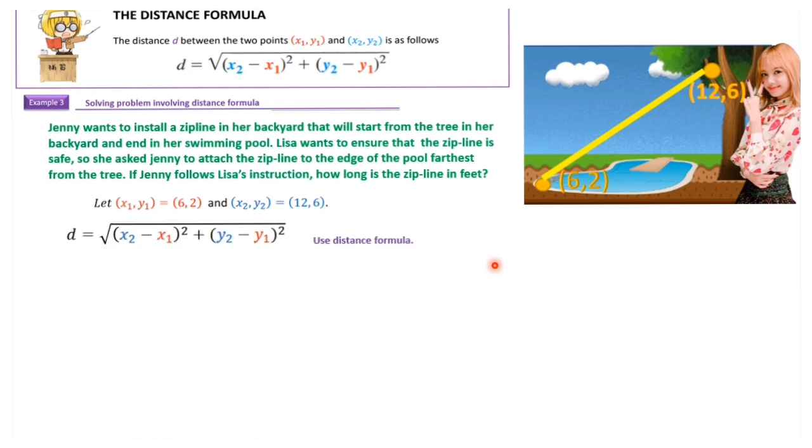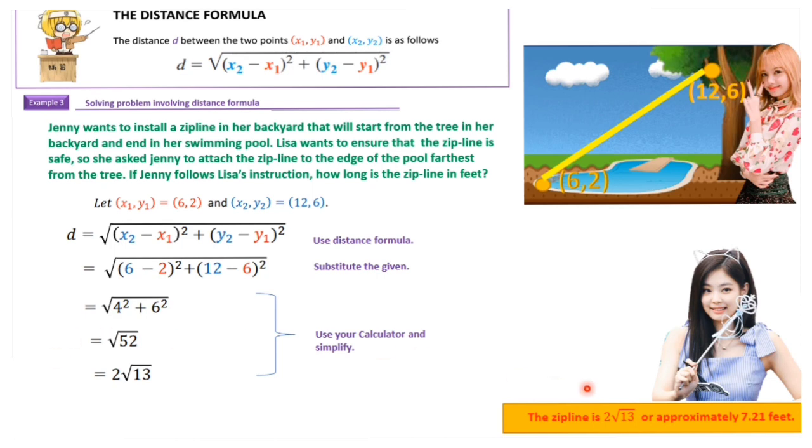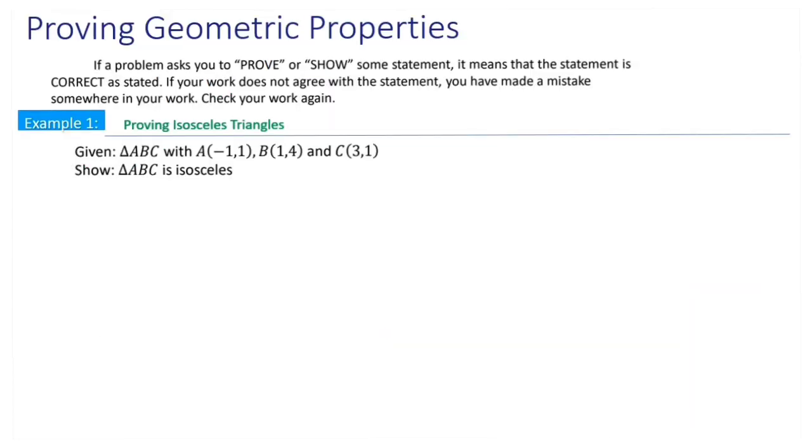But anyway, if you use the distance formula, you're going to get what? 6 minus 2, 12 minus 6. 6 minus 2 is going to be 4 raised to 2. 12 minus 6, so 6 raised to 2. And if you simplify that, the square root of 52. And as I have mentioned to you guys before, square root of 52 can be simplified. So it's going to be 2 square root of 13. You have to be careful there, because some of them can be simplified. Okay, it's 2 square root of 13. So hence, the zip line is 2 square root of 13 or approximately 7.21 feet. Look at Jenny and Lisa, they're so happy, right? So that is the distance formula so far with the word problem.